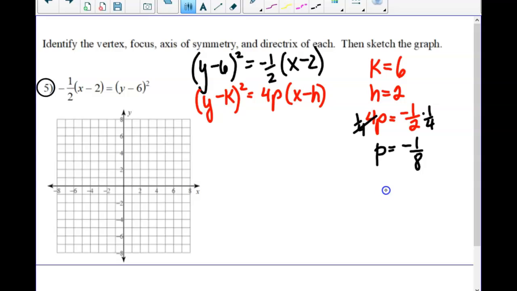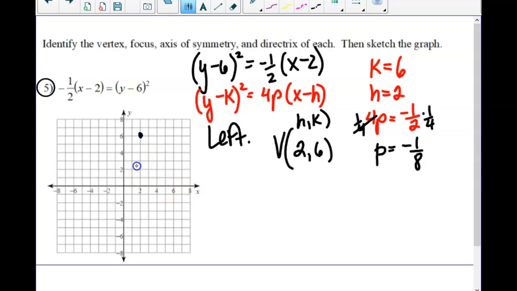All right, we're going to make this work. Which way does this one open? Left. All right, who can tell me the vertex? The vertex from the reference sheet is h comma k, which would be careful, 2, 6. I have it listed backwards up there. 2, 6 is up here.